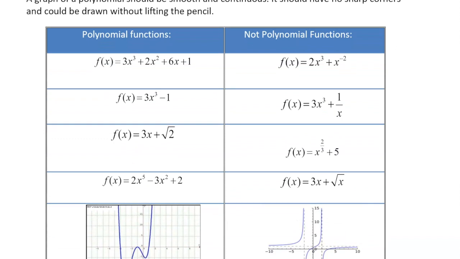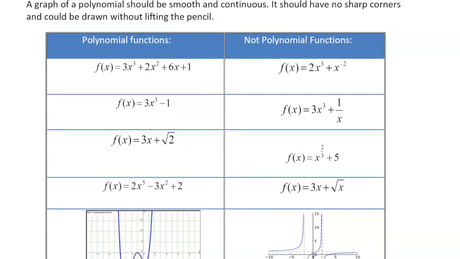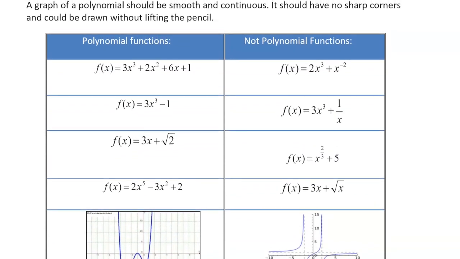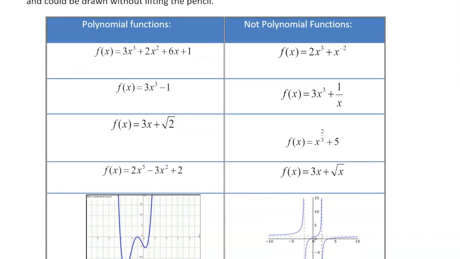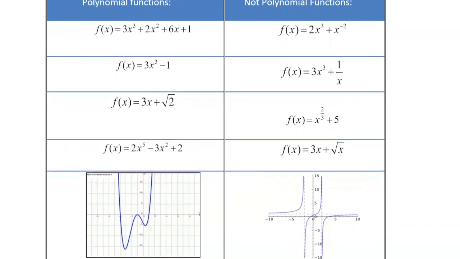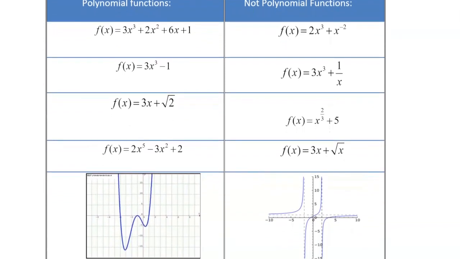If you wanted to look at some differences between what makes something polynomial versus not polynomial, a graph of a polynomial needs to be smooth and continuous, and you're going to start to see some different shapes that it could possibly take on. But here's some examples of what some polynomials are. For a polynomial function, we know that we're going to have some sort of y value or f of x value in front of it to make it a function rather than just an expression.